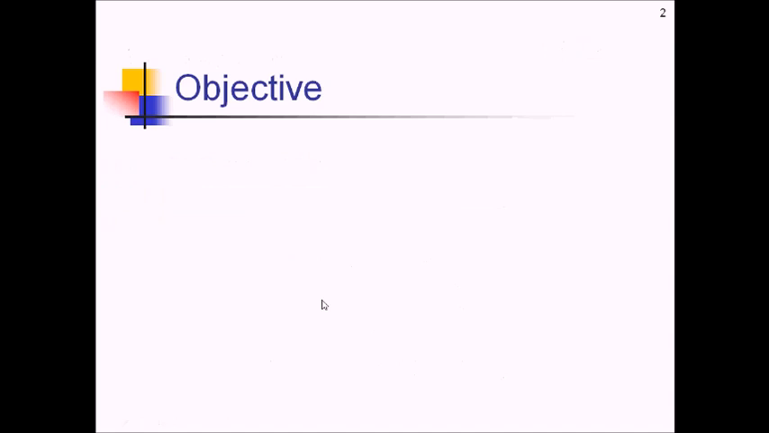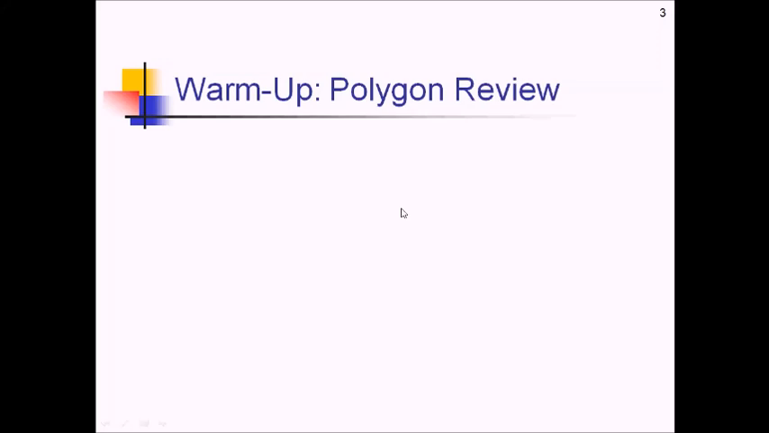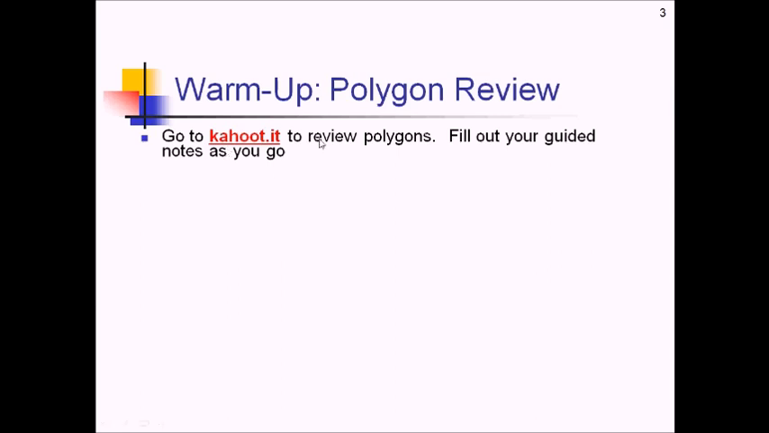In this one, we're going to find both interior and exterior angles in polygons. For our warm-up, we're going to see how much you guys remember about polygons. Now, if you were actually in class, we'd be doing this in a Kahoot, but you still need to fill out your guided notes, so we'll just do it manually here.